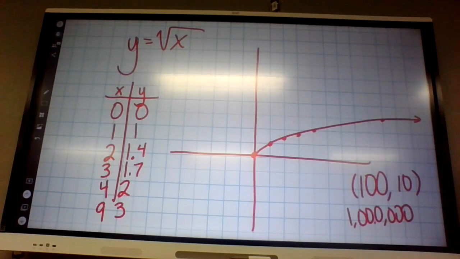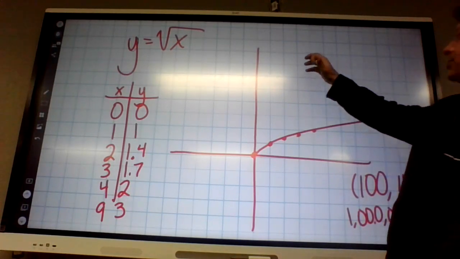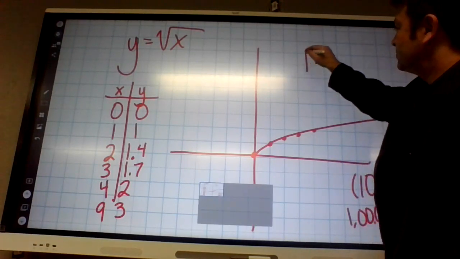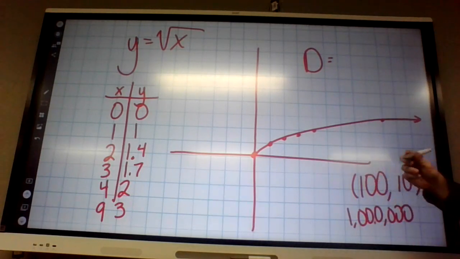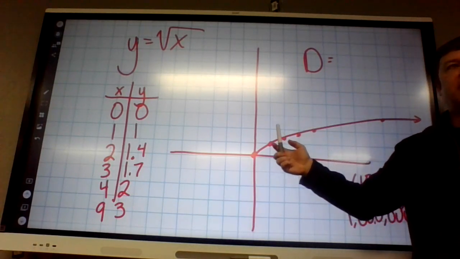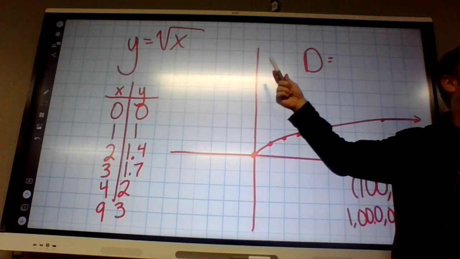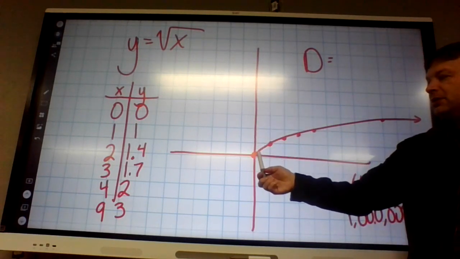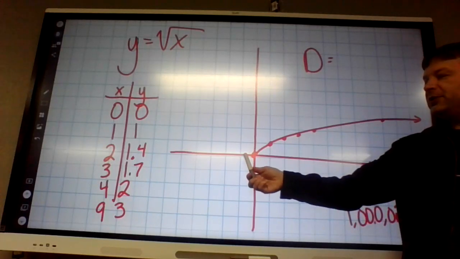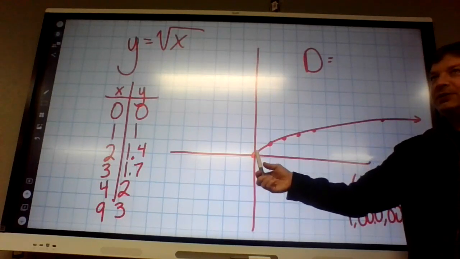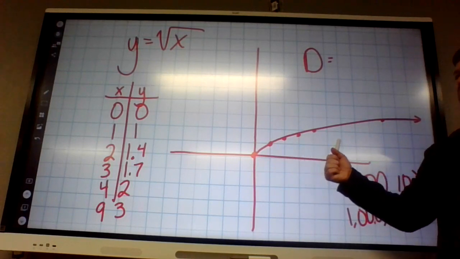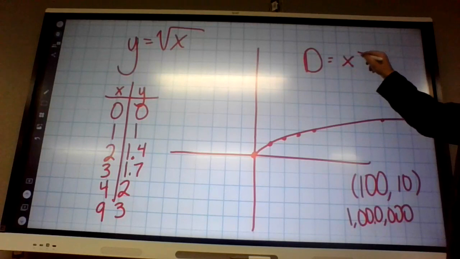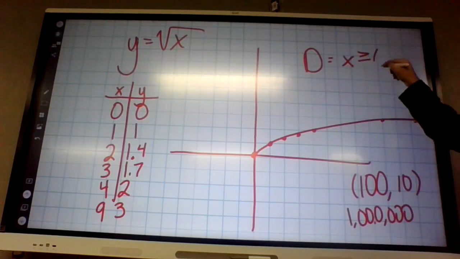Okay, let's see if you guys remember this. Do you remember what the domain means? It means the possible x values. What x values are possible to use for this? Can I use negatives? No. Can I use 0? Yes. Can I use all positives? Yes. So how do I describe that? All real numbers greater than or equal to 0.